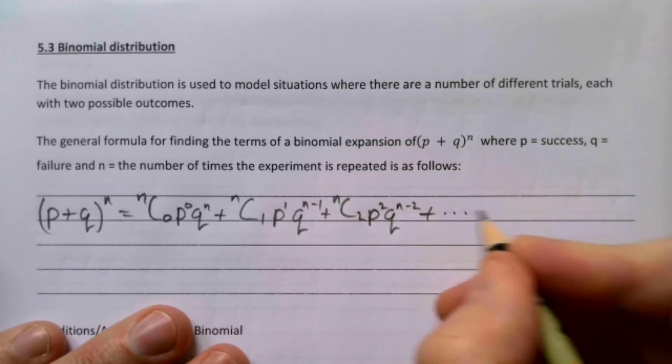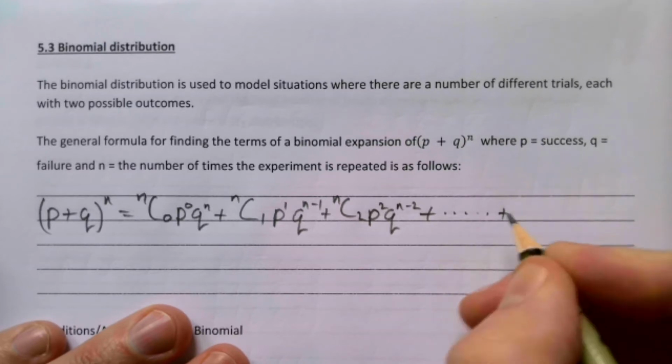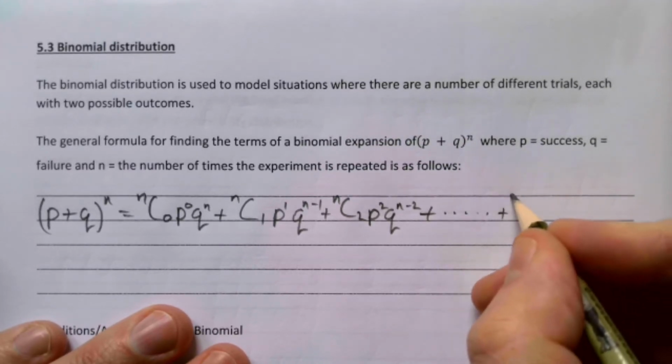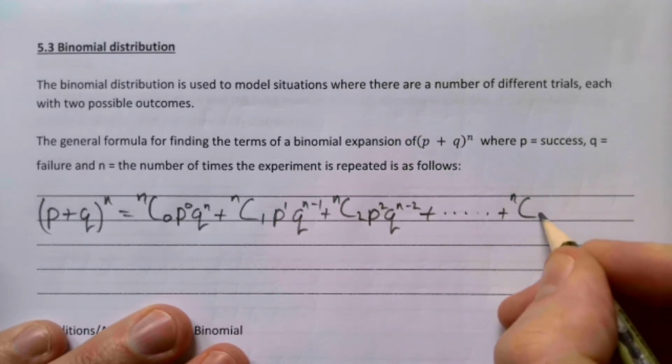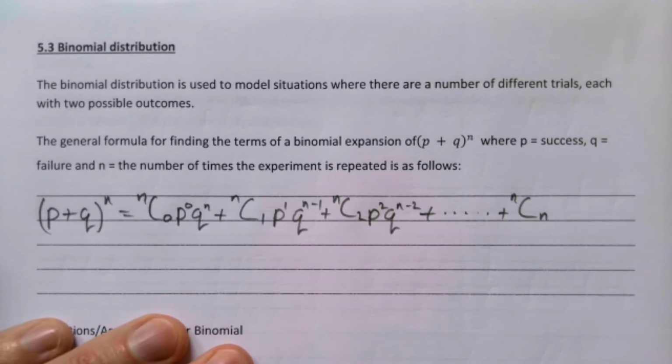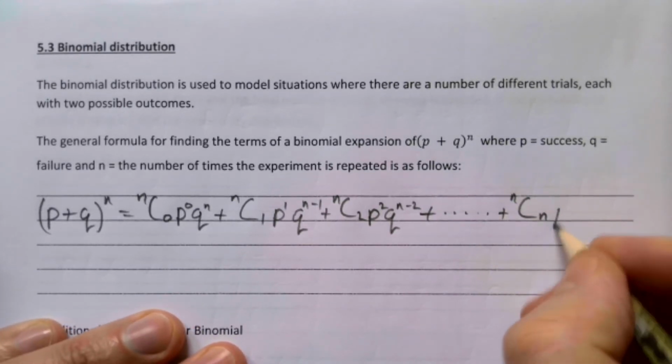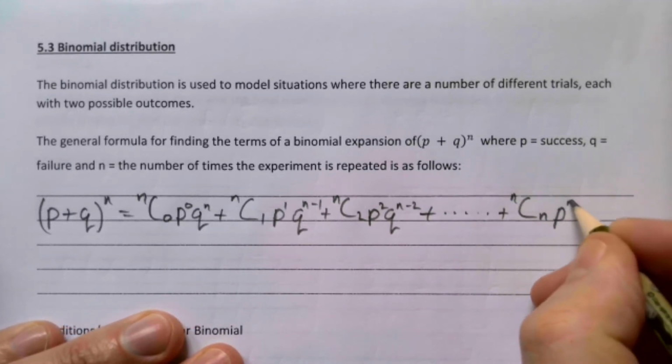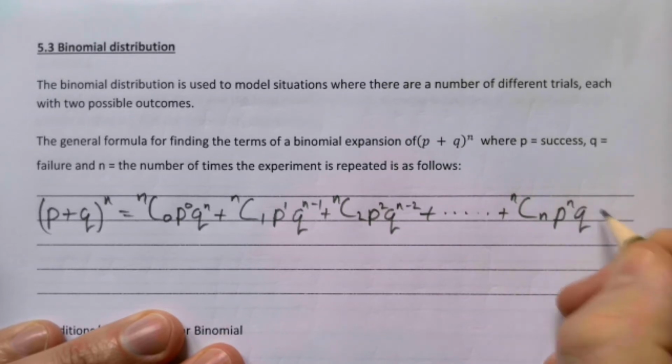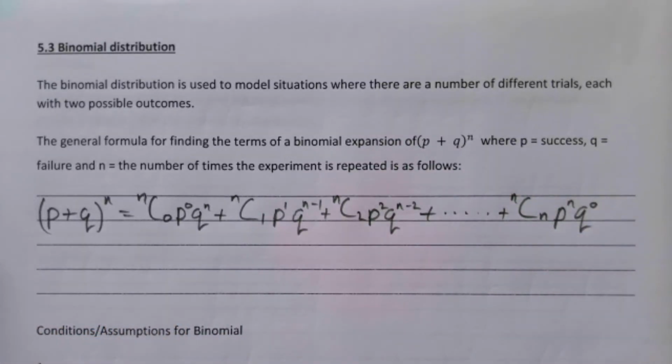plus, all the way to the other end, where we have nCn, p to the power of n, q to the power of 0. So that's us for the binomial expansion.